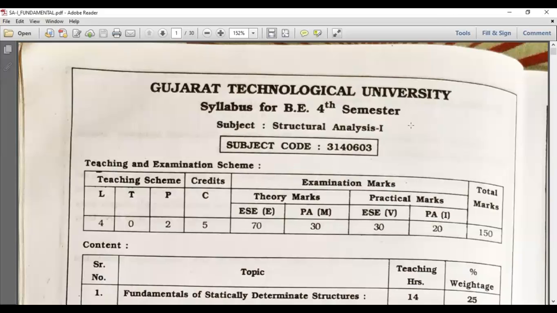Welcome to the Structure Analysis 1. In this lecture, we are going to start our new journey of structure analysis.